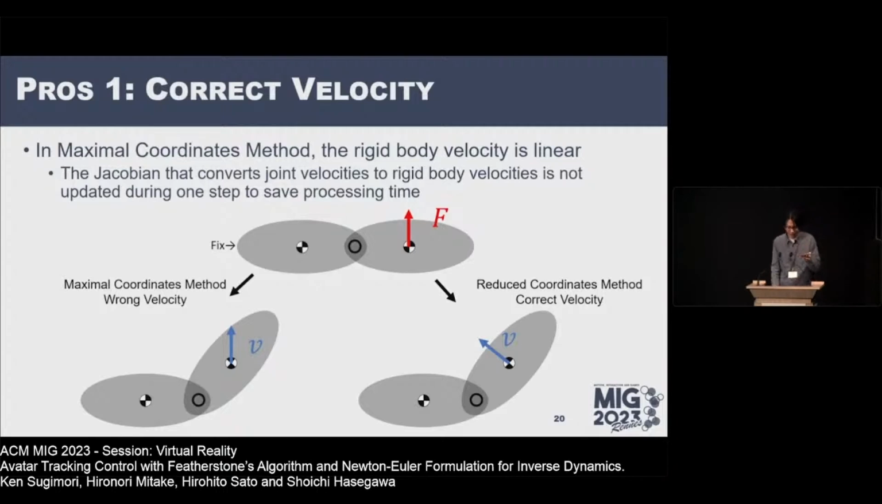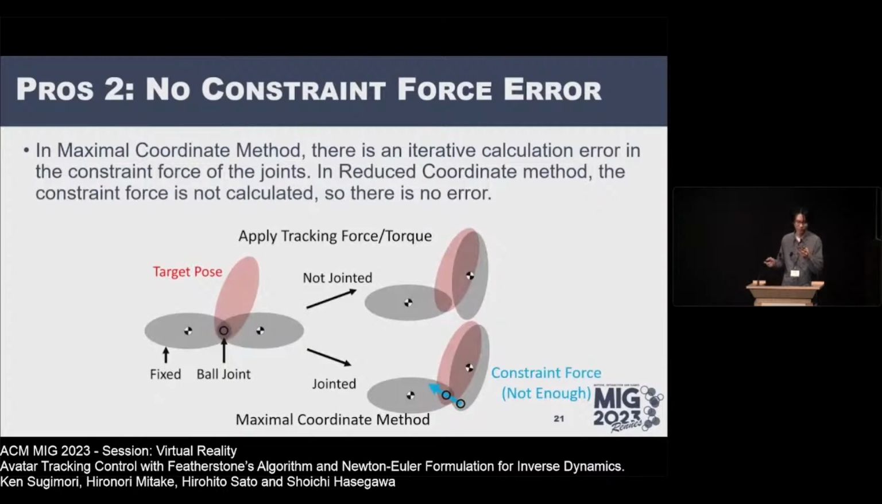Second pro is no constraint force error. In maximal coordinate method, there is an iterative calculation error in the constraint force of the joints. In reduced coordinate method, the constraint force is not calculated, so there is no error.